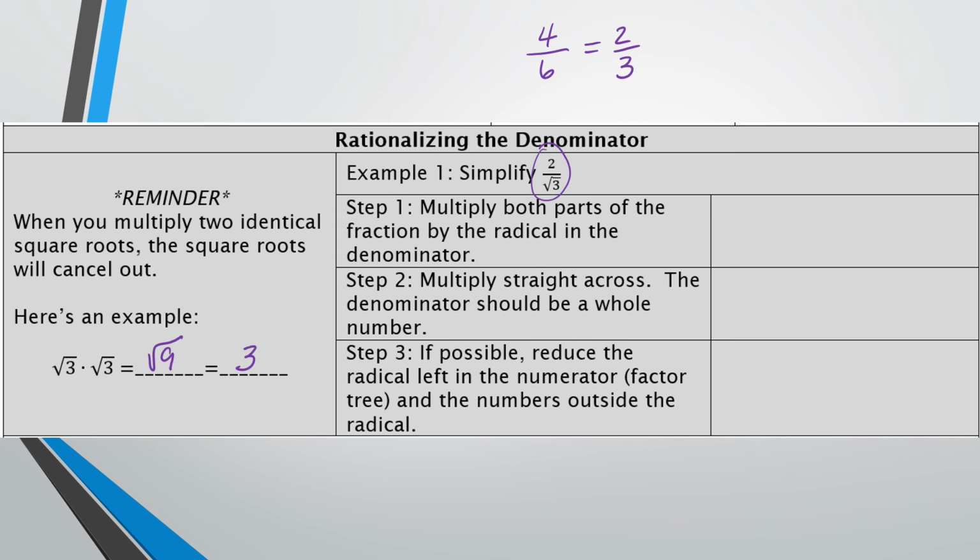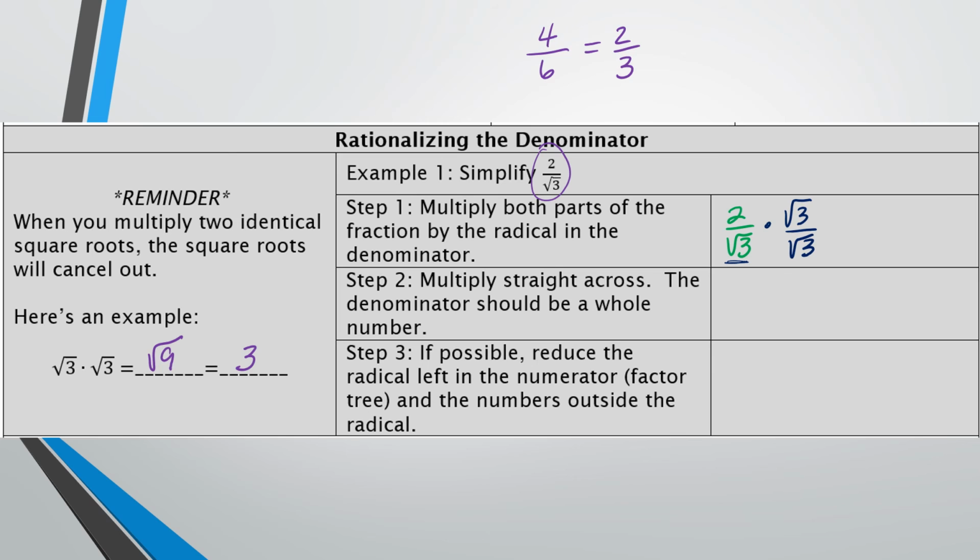So step 1 would be to take your expression, so 2 over the square root of 3, and we're going to multiply both parts of the fraction, meaning the numerator and denominator, by the radical in the denominator. So I'm going to take this whole thing and I'm going to multiply the top and the bottom so that it matches this radical right here. Step 2 is that we're going to multiply straight across. And the denominator should turn into a whole number. And that's why we chose the radical, so that it cancels itself out.